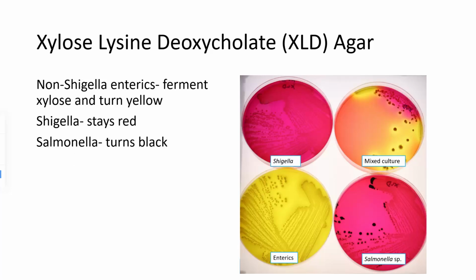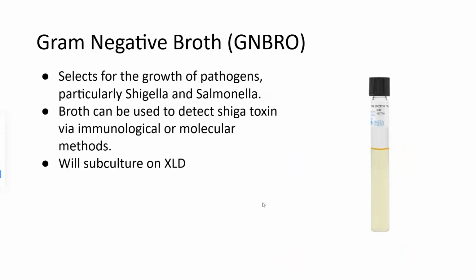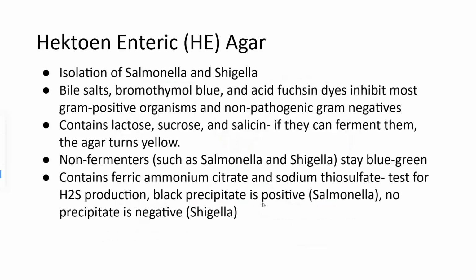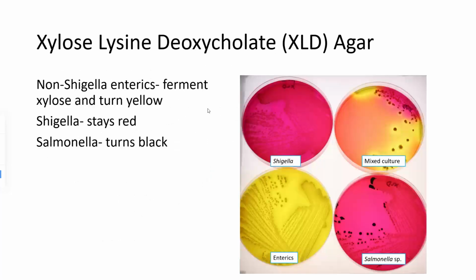XLD, xylose, lysine, deoxycholate, XLD agar. Non-Shigella enterics are going to ferment xylose and turn yellow. So the yellow ones we don't care about. Just like with the HE agar back here. Yellow we don't care about. But Shigella on this agar is going to turn red. Salmonella is going to turn black.